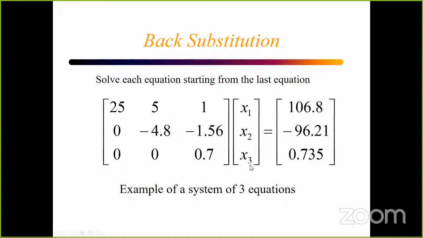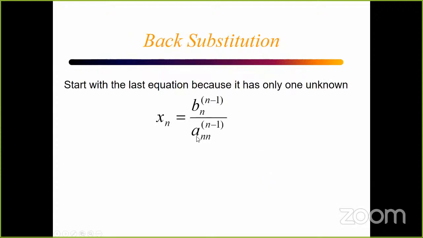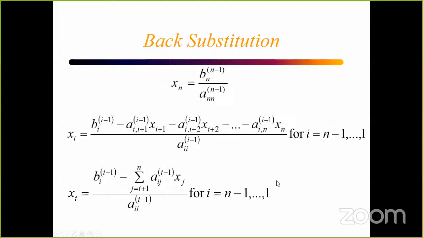The value of x3 in this case is 0.735 over 0.7. Once you know x3, substitute it here and you will get x2. If you know x3 and x2, it is easier to estimate x1 by the backward substitution method, or back substitution method. An example of a system of three equations is like this. Back substitution starts with this variable. This is the ratio I told you about, and this is the one for the rest of them.